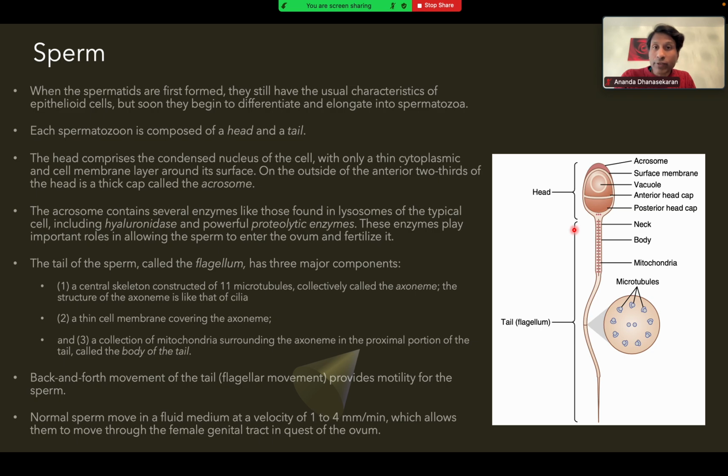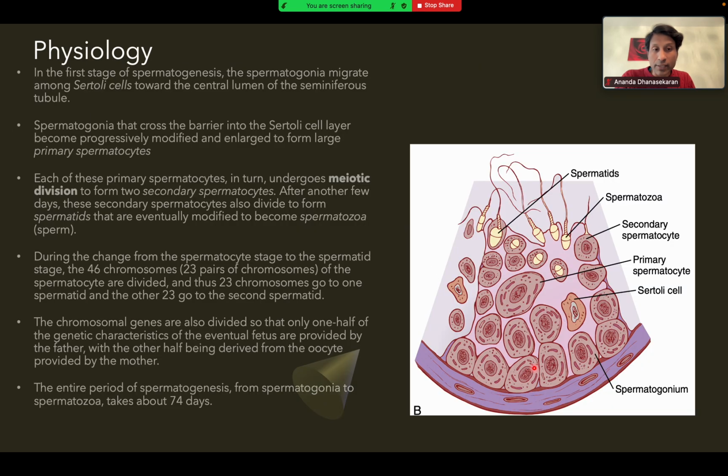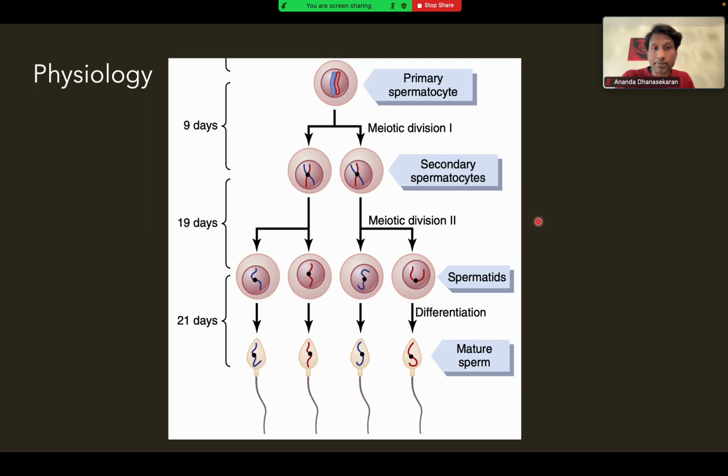When spermatids are first formed, the spermatid as such is just like any epithelioid cells. Epithelioid cells are present in the skin, nail, anywhere. And then changing into this elongated spermatozoa is very important in maintaining the potency. So if you see, from the epithelioid cells we are getting these spermatids and sperms which are quite differentiated.